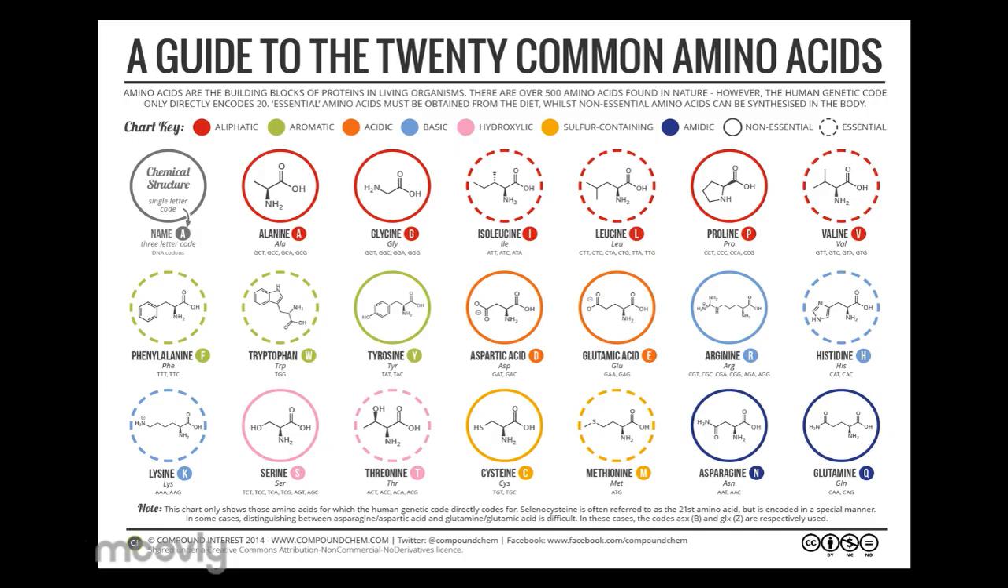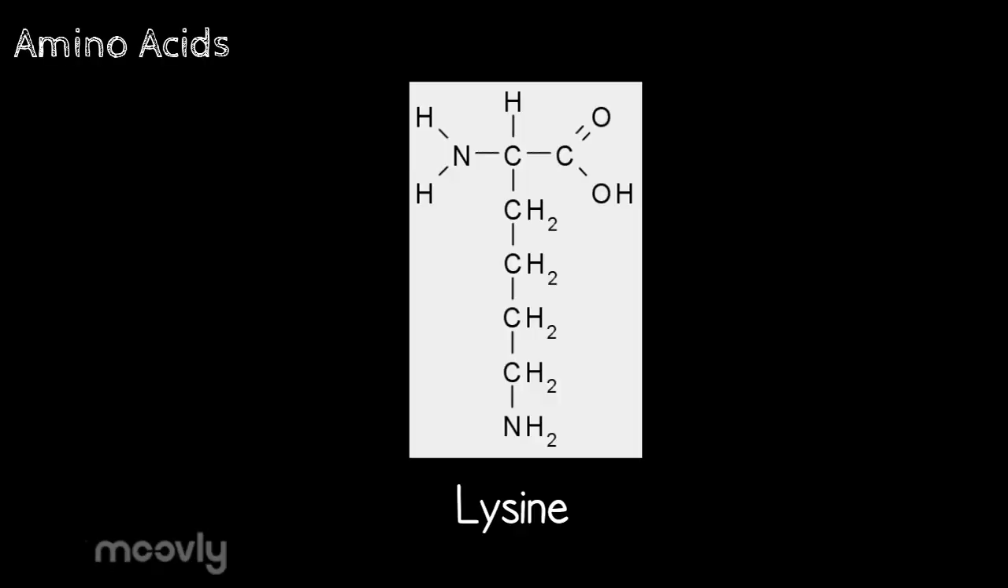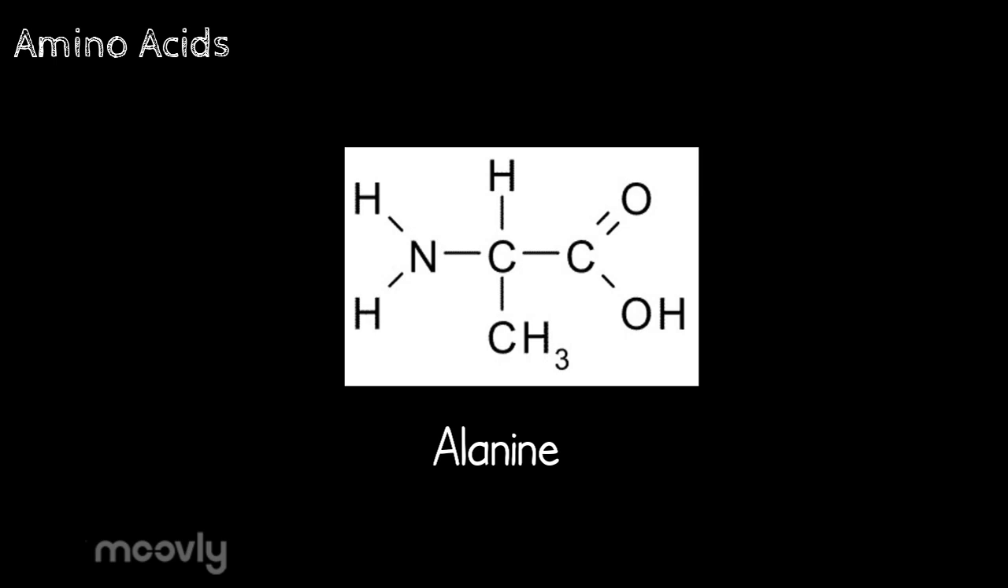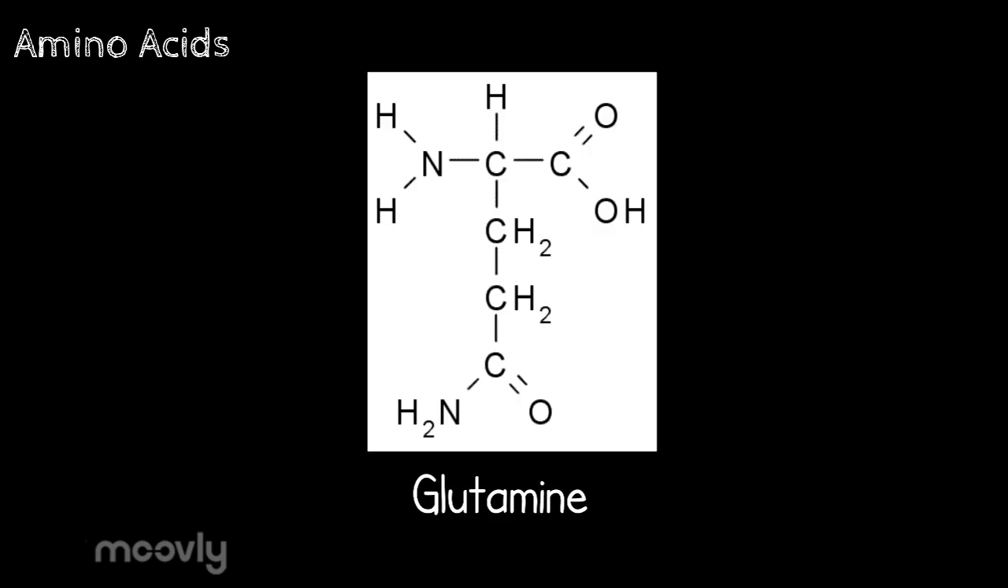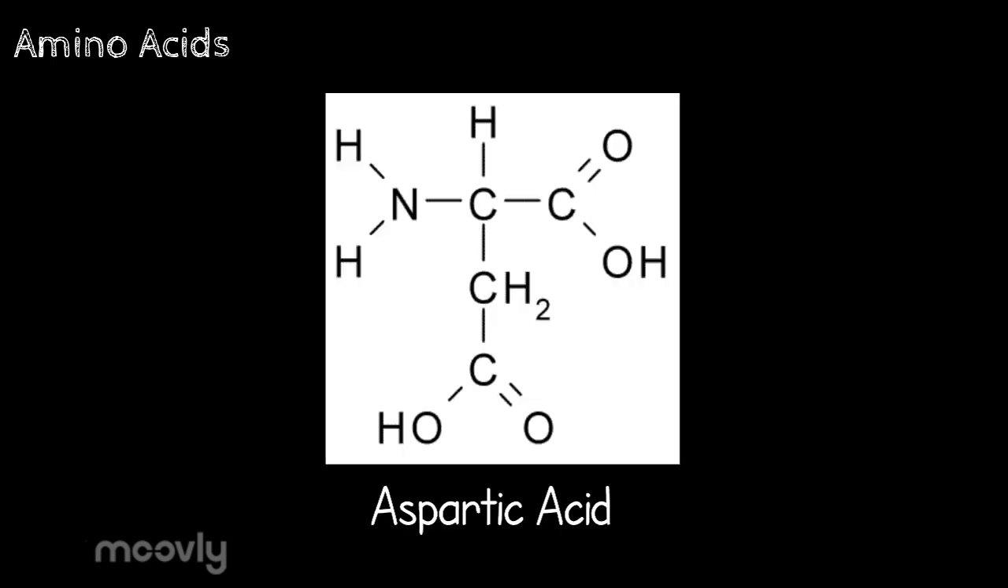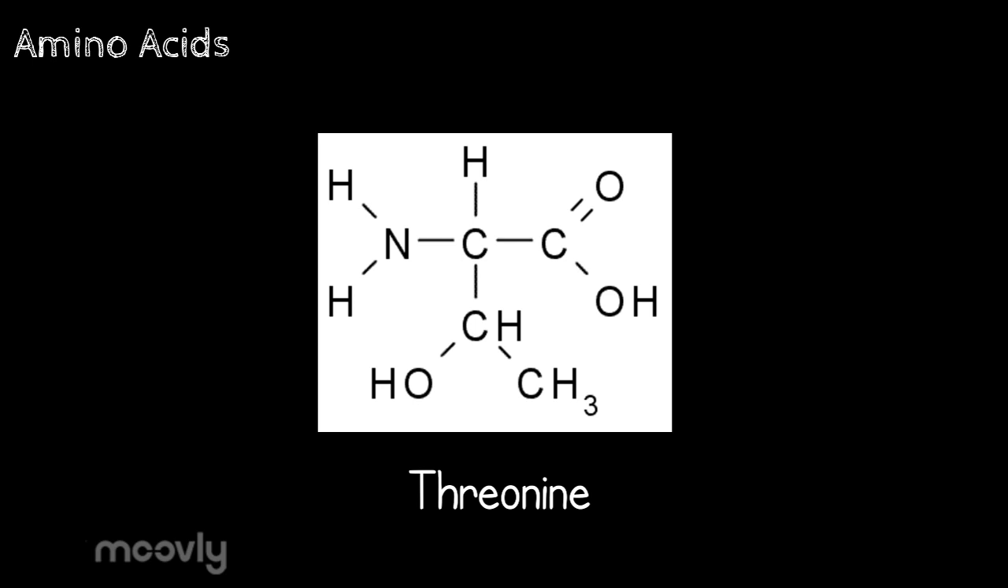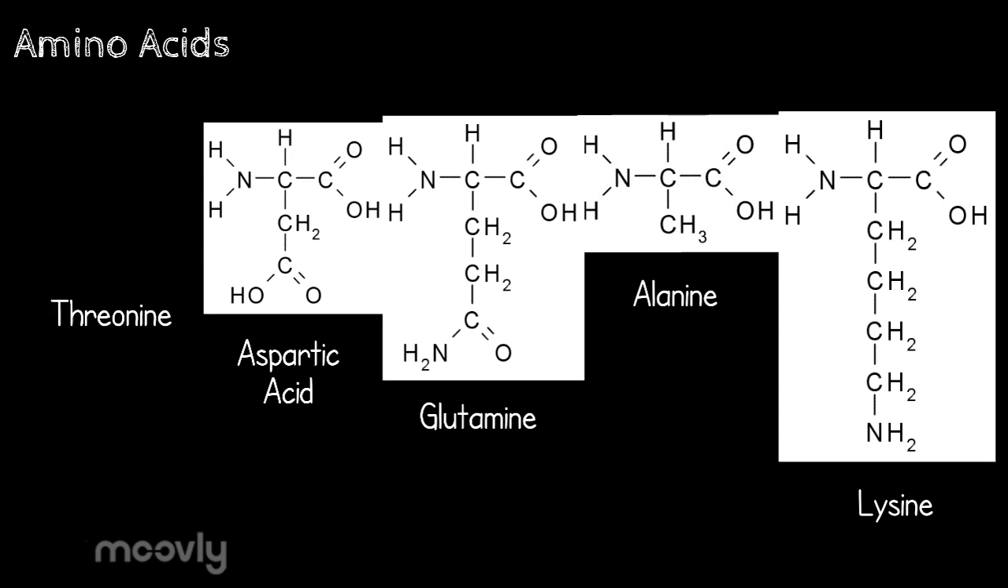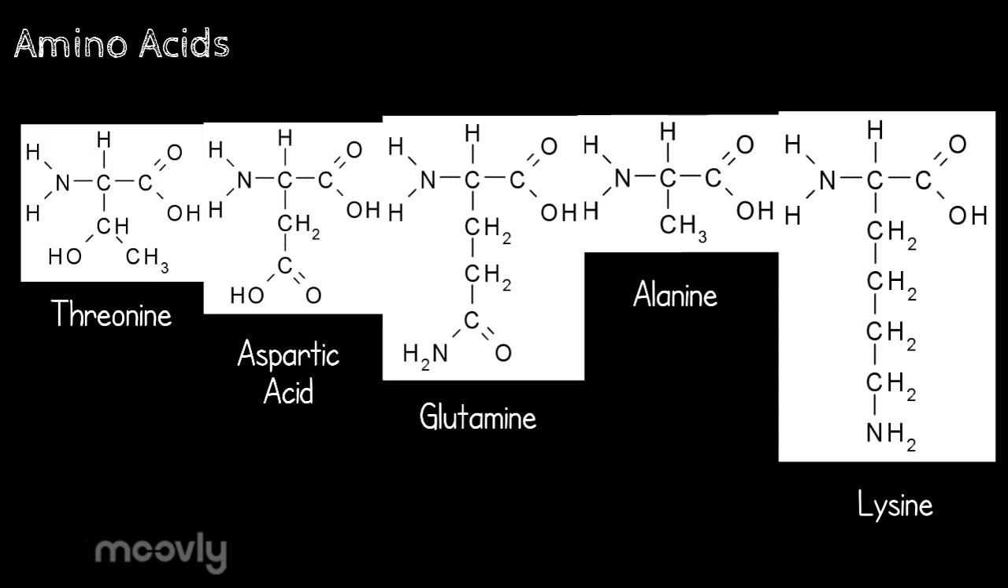There are a total of 20 amino acids, but today we are looking at 5 basic ones, which are lysine, alanine, glutamine, aspartic acid, and threonine. Now let's put these amino acids next to each other. This may look complicated, but let's find something common about these amino acids.